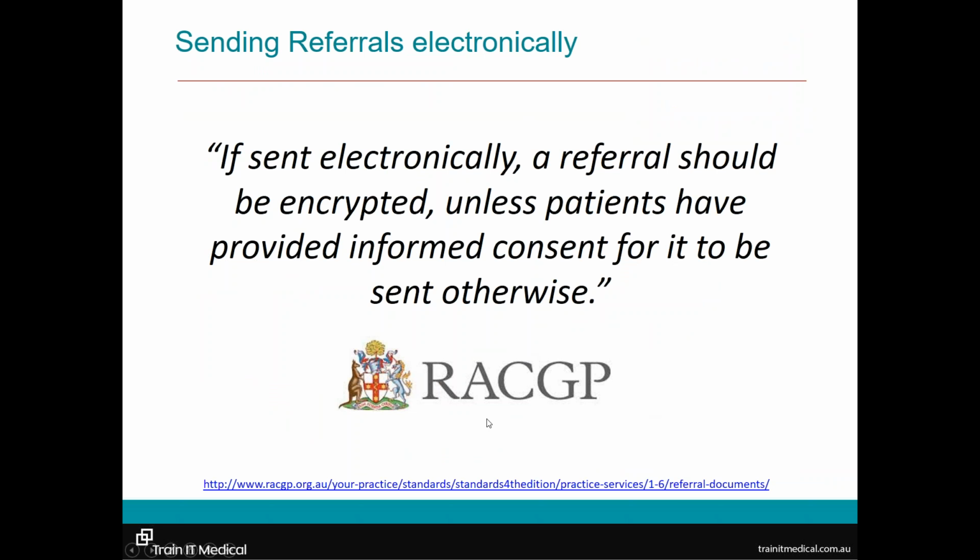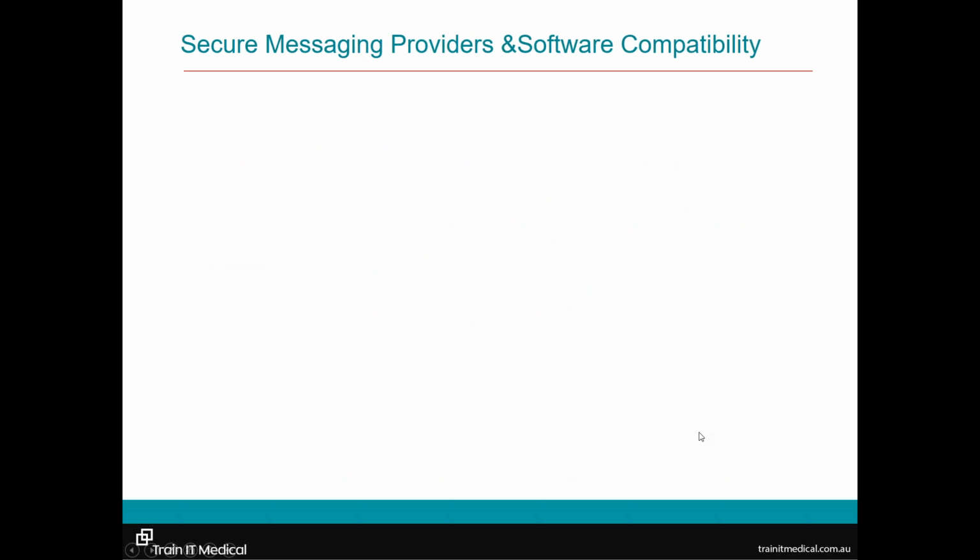So there's the RACGP rule there. It must be encrypted. If you aren't using encrypted emailing, you must have informed consent, and I know the indemnifiers would say you must make them aware of the risks.